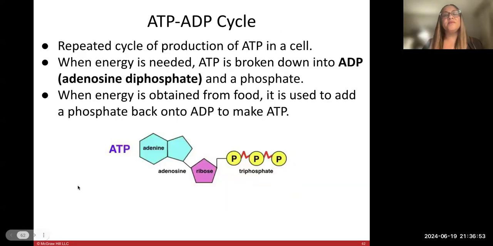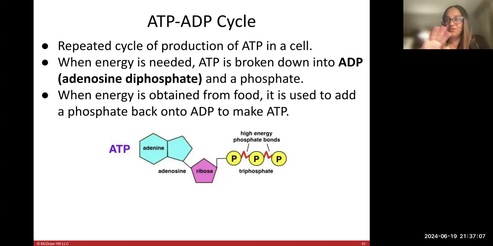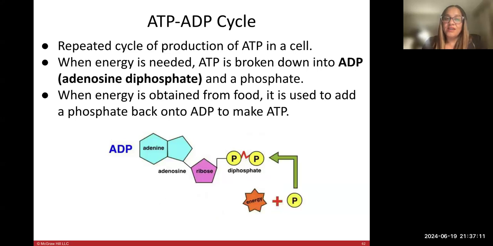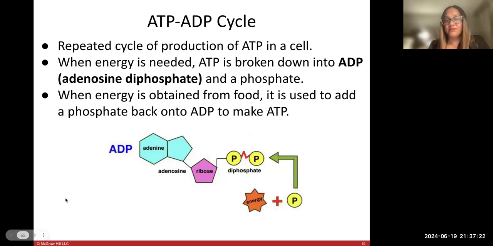The ATP-ADP cycle. It's a repeated cycle of production of ATP in a cell. When energy is needed, ATP is broken down into ADP, adenosine diphosphate, and that single individual phosphate molecule. When energy is obtained from food, it is used to add a phosphate back onto ADP to make ATP. So we have that potential energy for later. You can see the GIF is just this entire cycle of ATP production.